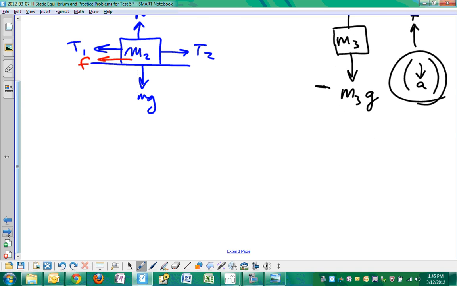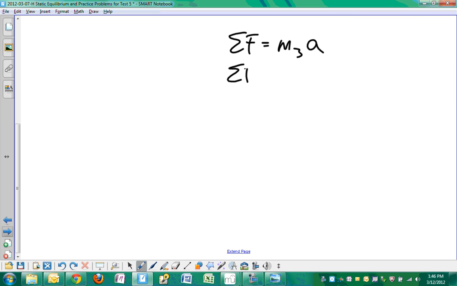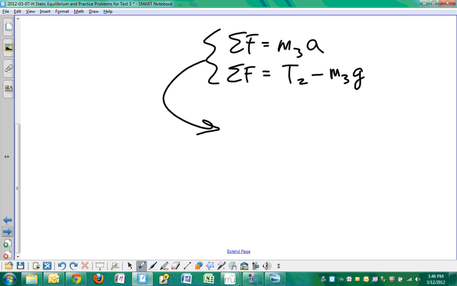All right, let's just get to it though. Net force is equal to M3A. Again, that's an A that we know. That's an acceleration we know. Net force is equal to T2 acting in the upward positive direction minus M3G, the weight, acting the other way. So now we go blah, blah, blah. You guys know the whole thing. We can just get to the point, and that's T2 is equal to M3 times the quantity G plus A.